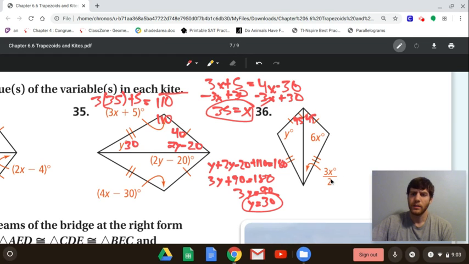Just if you need an additional hint too, since you have a fraction, maybe your best first step once you write your equation out is to multiply everything by 2. That way you get rid of the fraction. The other way to do it is you could write this as 1.5x. But you should be able to find x there first, and then you can get y.